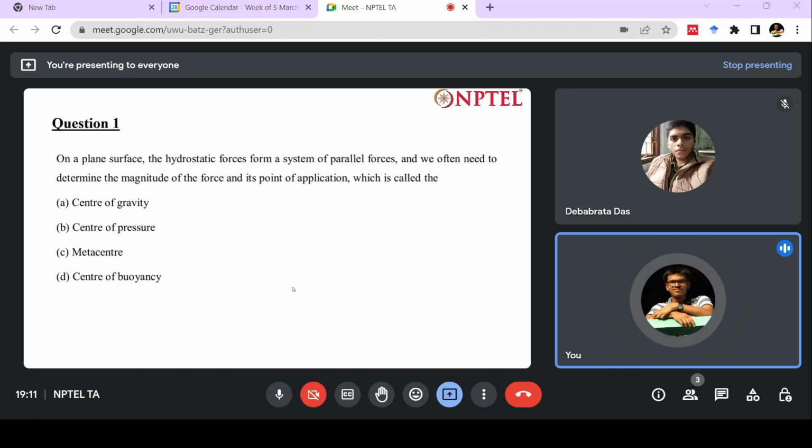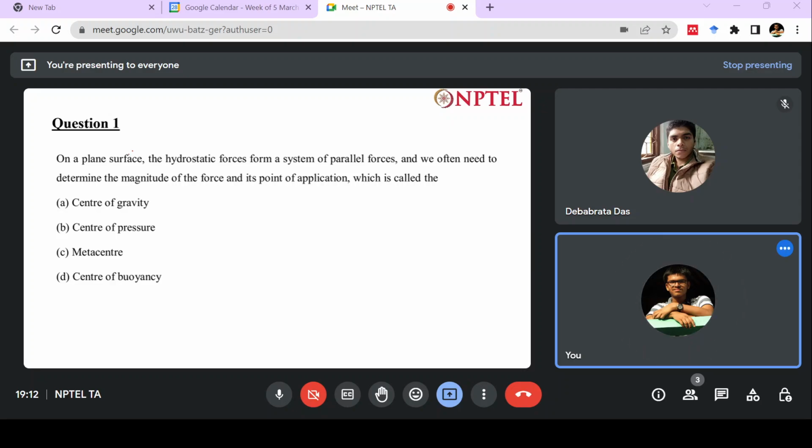This topic mostly deals with hydrostatic pressure, so fluid statics itself. It mostly deals with pressure. We have covered this topic slightly in the previous lecture as well, so today we will solve some more problems related to this.